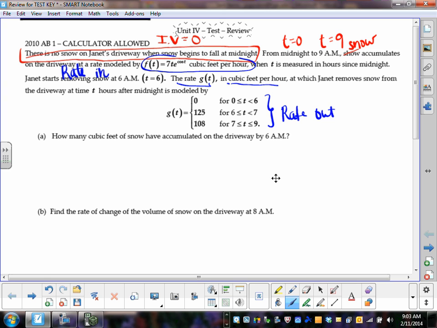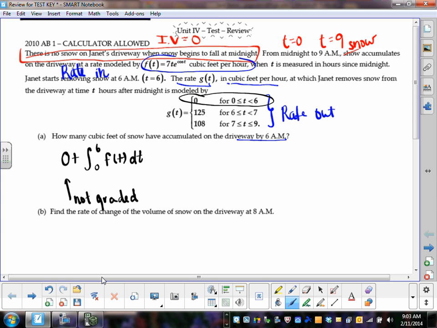Okay, so the first part of this is how many cubic feet of snow have accumulated on the driveway by 6 a.m. Well, up until 6 a.m., no one is removing snow. So we're not removing snow at all. That means we're just adding snow. Technically, it is the initial value plus the amount of snow that is added, which is the integral of the rate from 0 to 6. I do not have to copy the 7t e to the cosine. Since the function is already named f, we could just use f of t. Save some time, and we don't risk making a copy error. Now, the first part, you're not really graded on the plus 0 simply because it's 0. So you could put that or not include it.